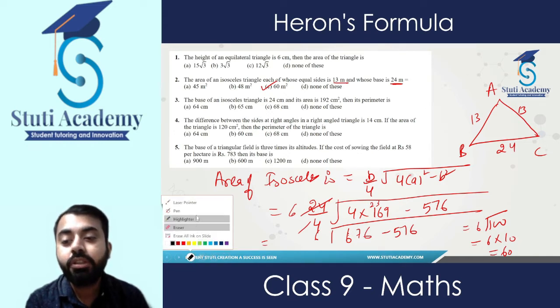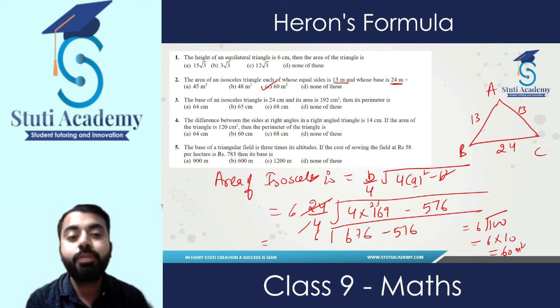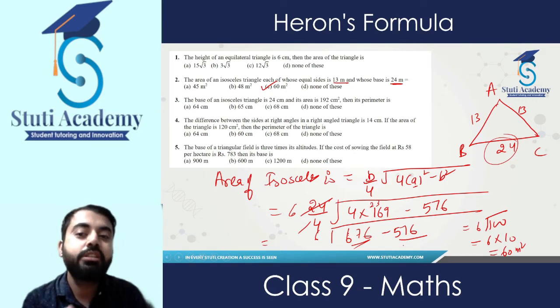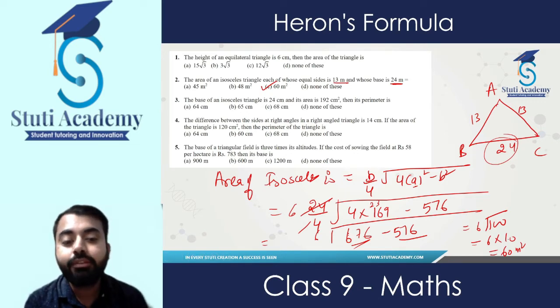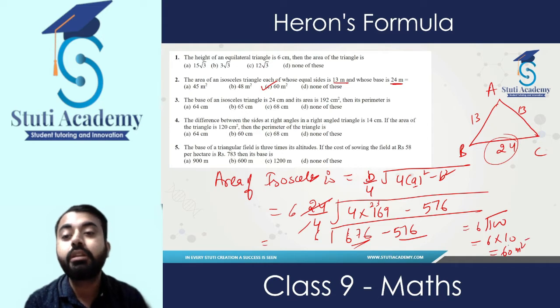The area of an isosceles triangle is base by 4 into square root of 4 into equal side square minus base square. I knew my equal side was 13, so its square will be 169. 4 into 169 gave me 676. I knew my base was 24 and its square will be 576. 676 minus 576 gave me 100. Square root of 100 is 10. 6 into 10 gave me 60. Understood? Now let's see our next sum.